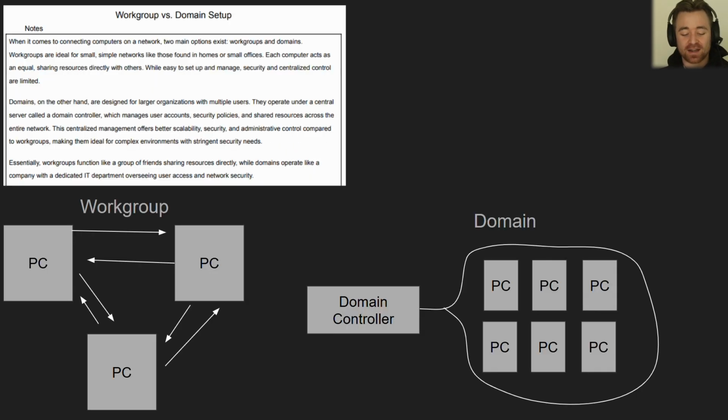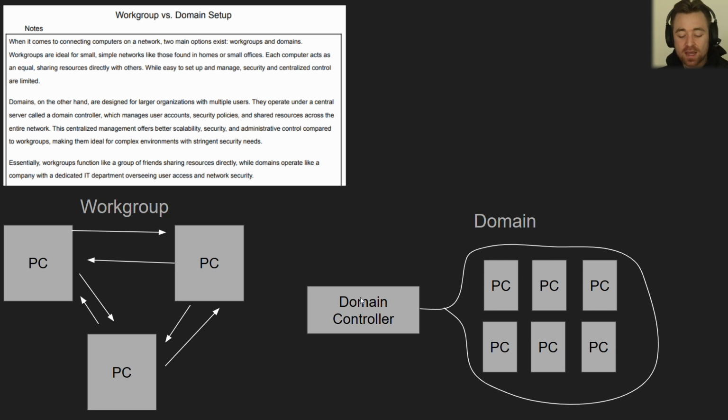The first thing we need to cover is the idea of work group versus domains. We did cover this a while back in an earlier video, looking at the general difference between work groups and domains. So remember, a work group is represented over here in the bottom left. We have a couple of different computers and they are directly sharing resources with one another, represented by these arrows. So this PC is sharing resources with this PC and vice versa. They're individually deciding to share resources with each other.